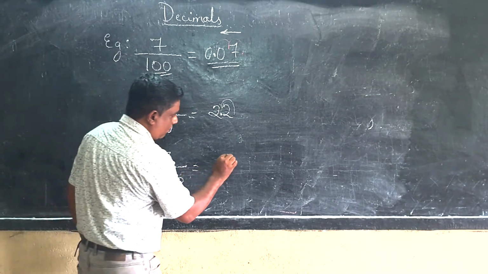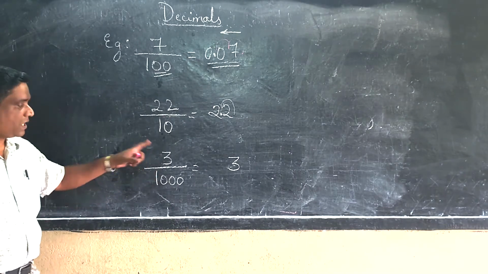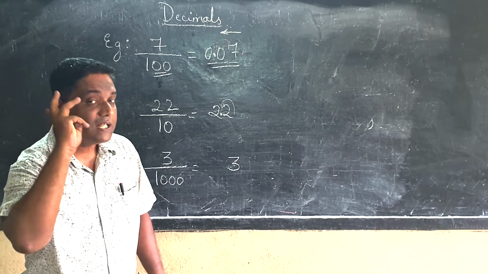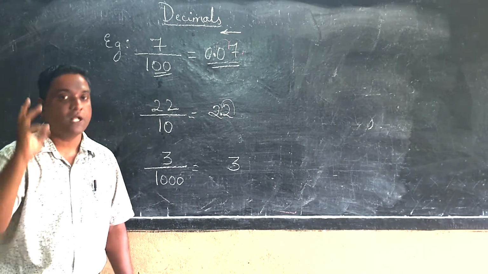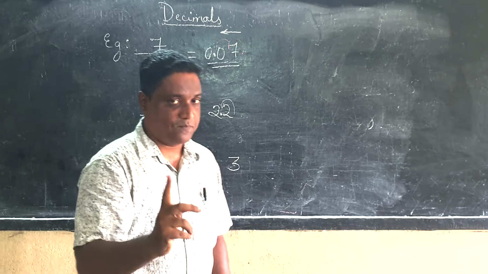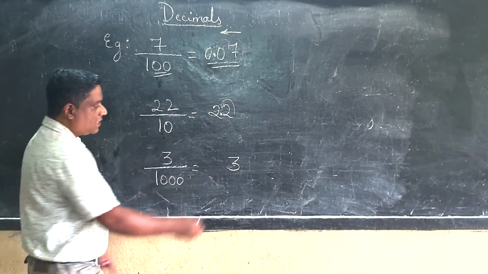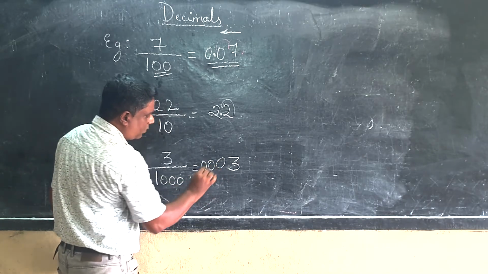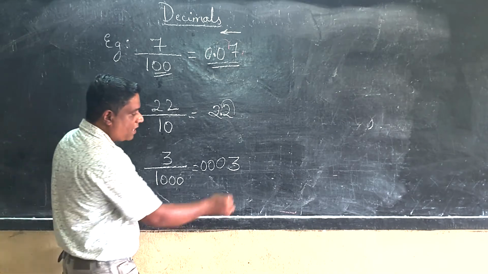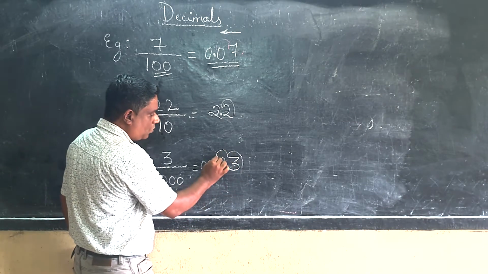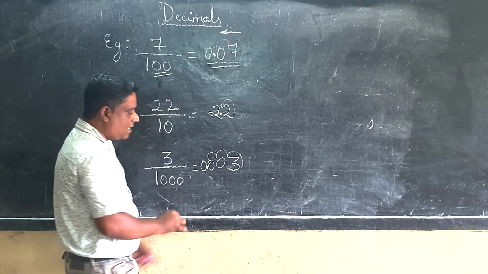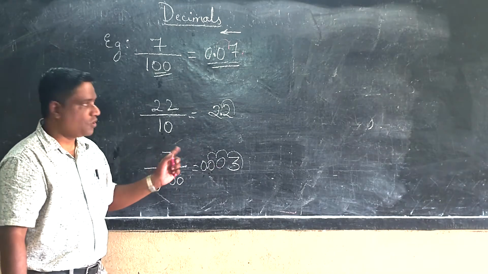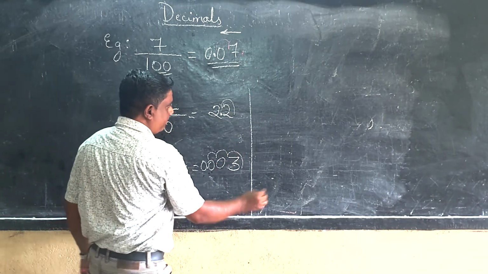One more example. Three upon 1,000. Where is the point? After 3. How many zeros does the denominator have? 3 zeros. So I have to move the point 3 times. After this, put zeros because we don't have any other number. Then move the point: 1, 2, 3. So the answer is 0.003. Understood, students?